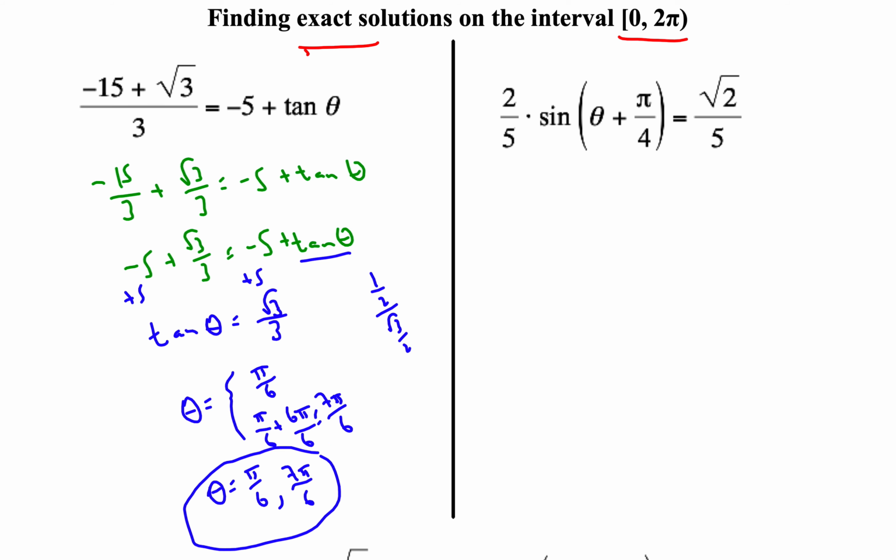So the next one, same idea. If we look here, notice that we're taking the sine of this whole thing. So we're going to deal with that later, okay? So what I'm first going to do is get rid of this 2/5 by multiplying by 5/2. There's nothing to simplify like there was before, no weird fraction. So now I get the square root of 2 over 2 equals the sine of theta plus pi over 4. Now I'm going to get rid of the sine by taking the arc sine.